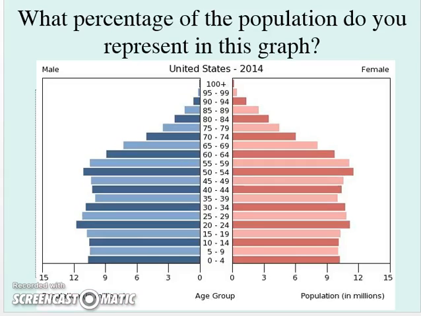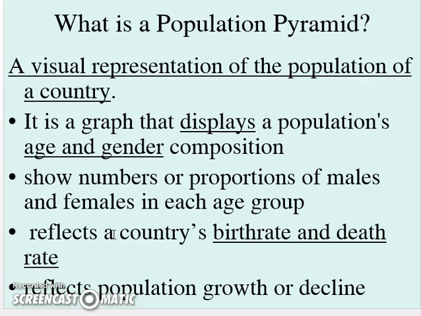Right? So if we look at this population pyramid from 2014 in the United States, where would you fall in this graph? What age group? So in 2014, you're probably about 14 years old. So you would fall somewhere along these lines. If you're a female, you'd be in the pink side. If you're male, you'd be in the blue side. Right? So this is what a population pyramid would look like.